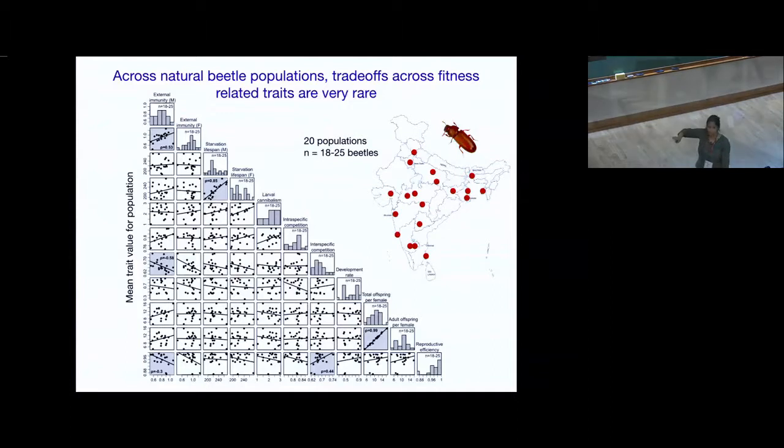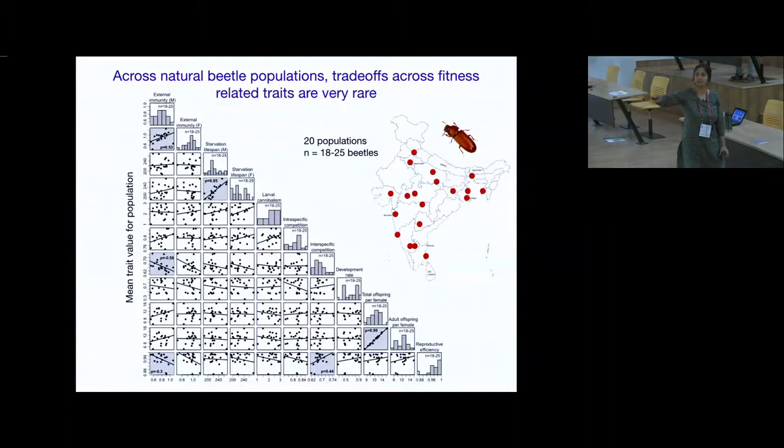You find largely there are no correlations, and when there are correlations, they're positive. So here's an example. Maybe this one is more interesting. So starvation lifespan is very strongly correlated between males and females of the same population.